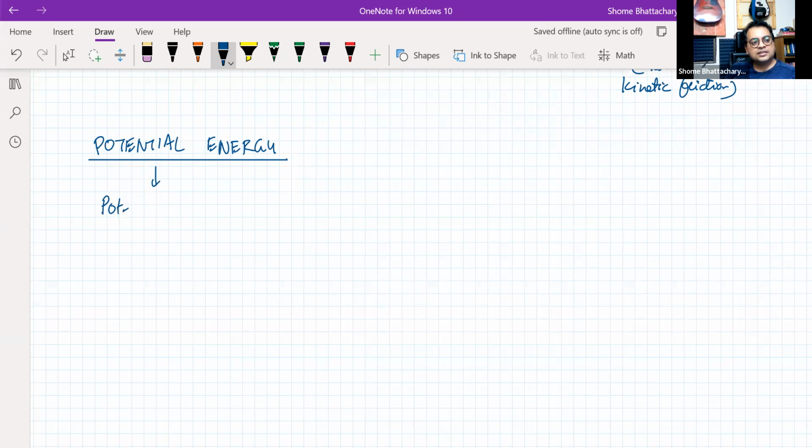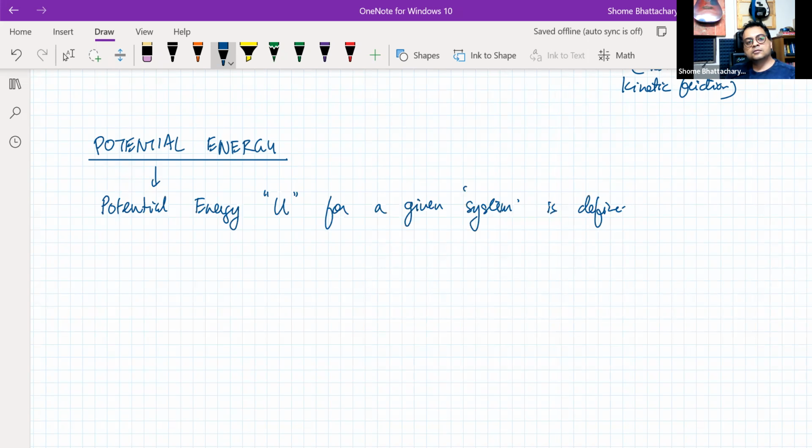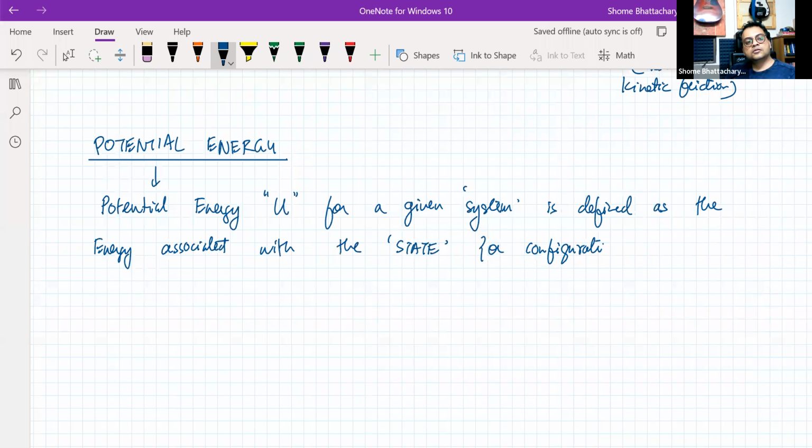So potential energy, which we generally denote with the symbol U, capital U, for a given system, is defined as the energy associated with the state of the system. State, or even a better word for it is configuration. Configuration of the system.